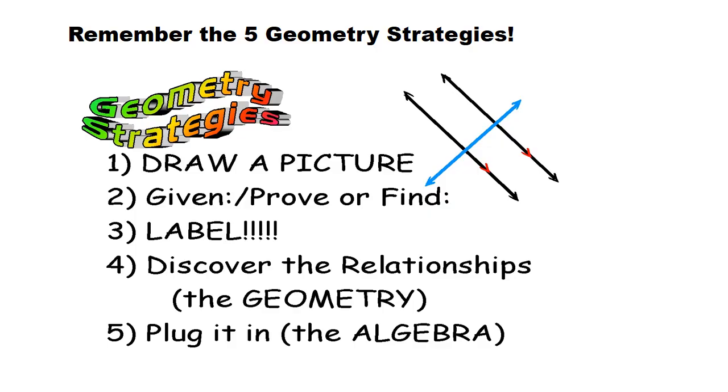Very important. This is what you're going to do with any problem, especially if it's made up of words, does not have a picture. Number 1, draw a picture. Number 2, always put down what you've been given and what you have to prove. Number 3, label, label, label, label. Mark it up, even things that aren't in the given but you know are true. 4, make discovery, or discover the relationships. What's the geometry? And that will allow you to plug it in. You'll be able to take the algebra and go algebra equals algebra, or algebra plus algebra equals a magical geometry number.